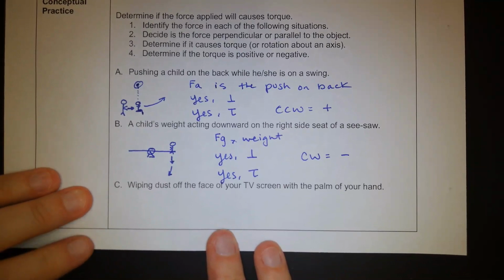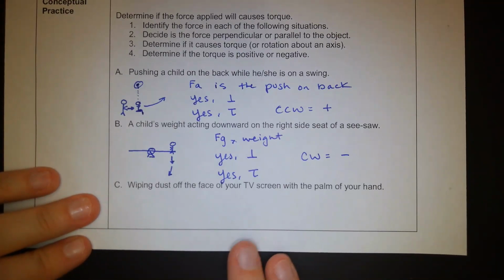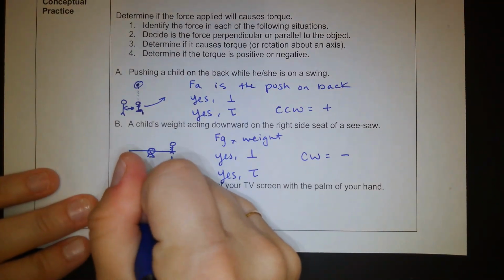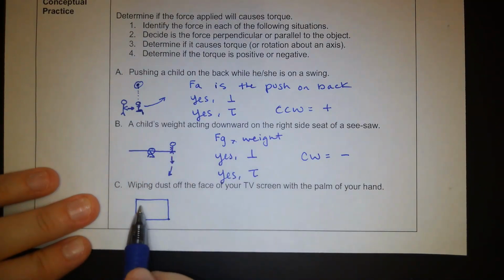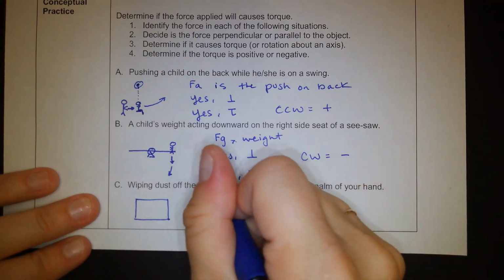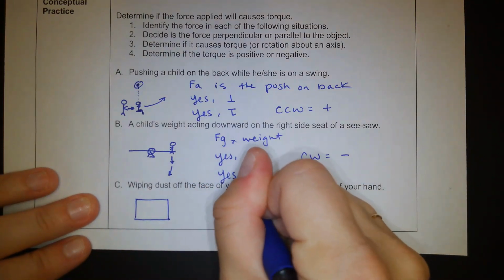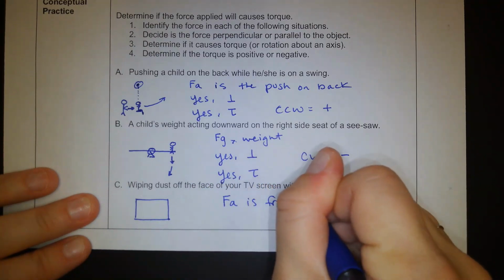Okay, wiping dust off the face of your TV screen with the palm of your hand. All right, so here's my TV screen. Notice that the TV screen is sitting this way, and if I'm wiping dust with the palm of my hand, the force applied is from my hand.